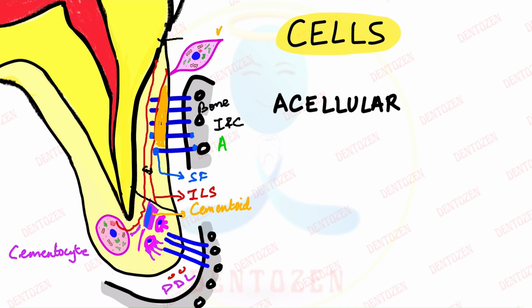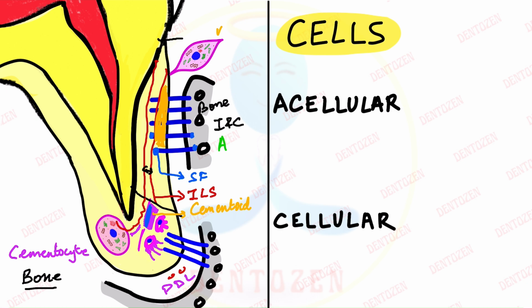So don't you think this type of cementum looks like bone, because bone also has cells embedded inside it? Yes, so in this cementum also, as the cells are embedded inside the cementum, it is called cellular cementum. So here we have got our classification. First classification based on the cells. Acellular, cementocytes are not there. Else cellular, cementocytes are there.